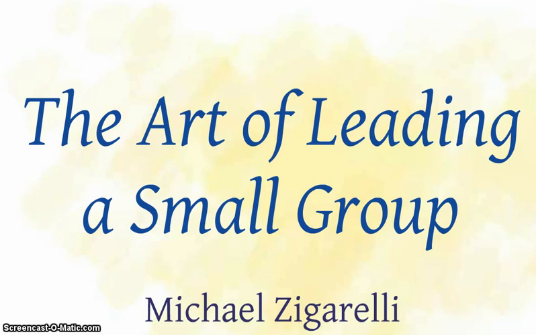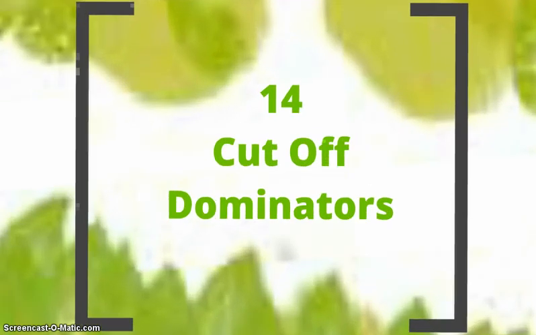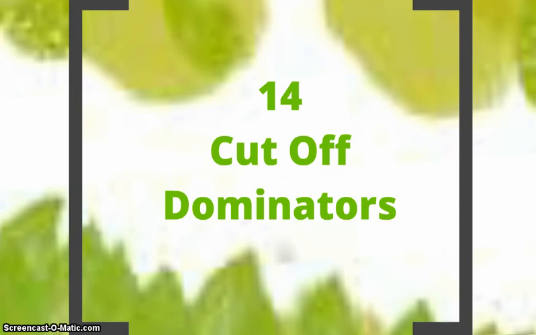This is part 3 of The Art of Leading a Small Group. Tip number 14, cut off dominators. Let's face it, they're out there. Many groups are blessed with that spirited person who contributes a little too much, and that can diminish the experience for everyone else. Usually, if the leader doesn't take control of this situation, no one will.